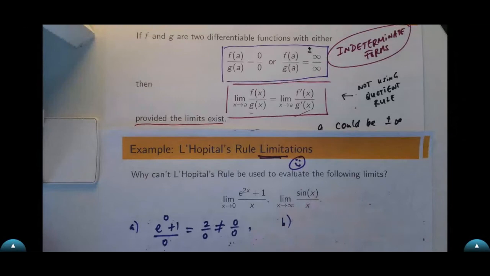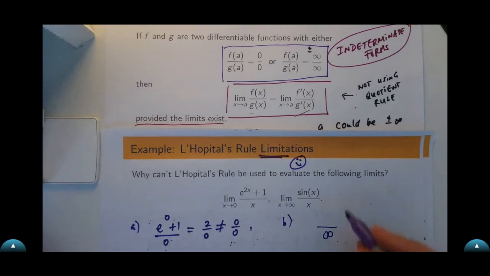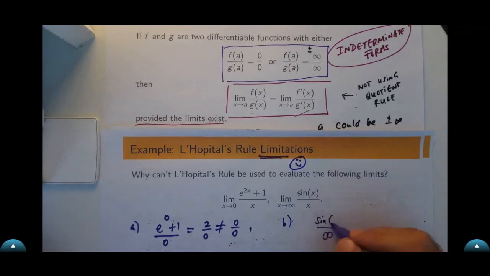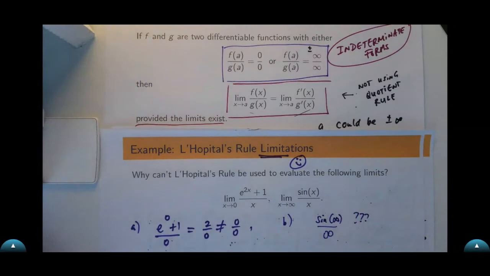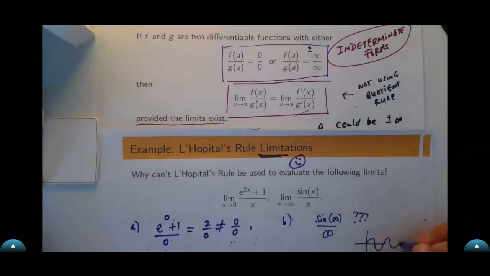And for B, what's the problem with B? Who can tell me? So the bottom bit is 0, but what about the top? Sorry, the bottom bit's infinity. What about the top bit? It doesn't make sense, right? What is that? So this doesn't work because sine just oscillates.